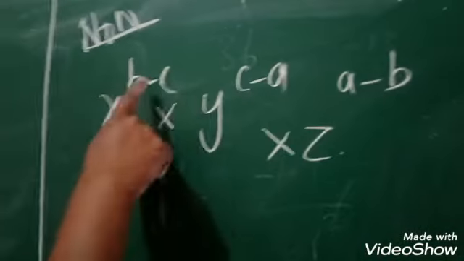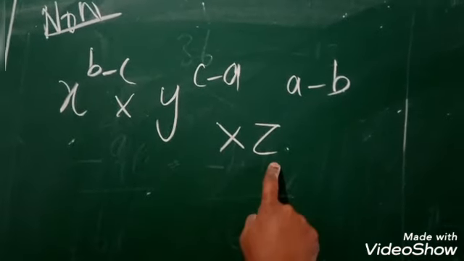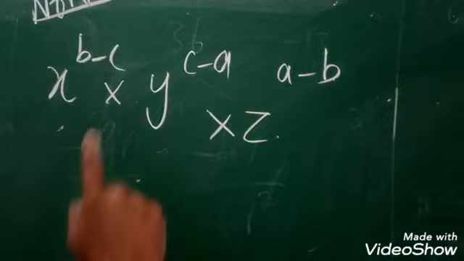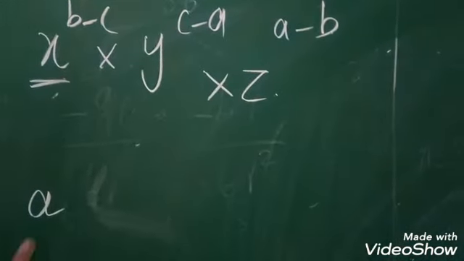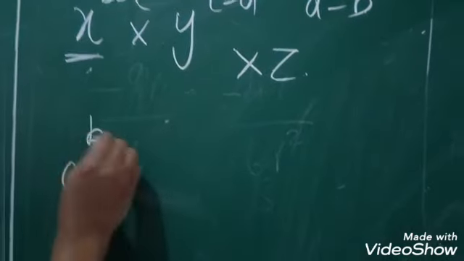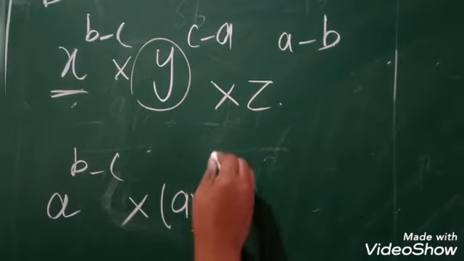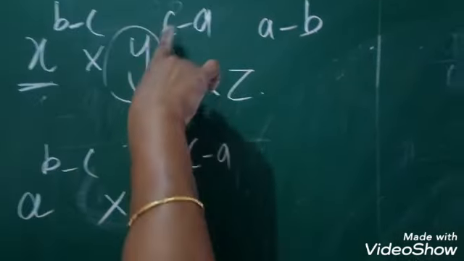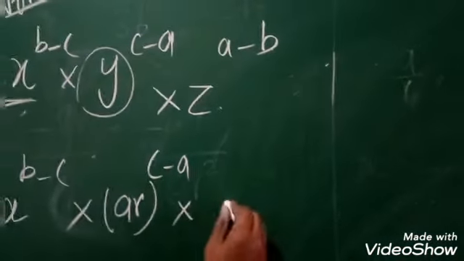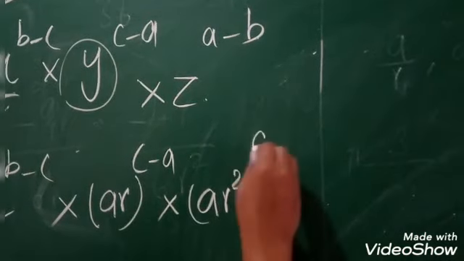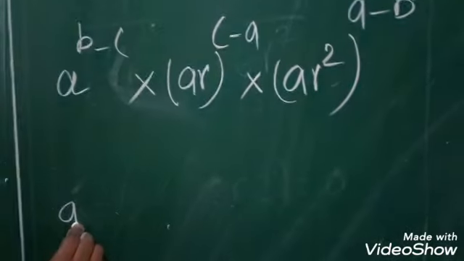X is equal to B minus C. Here Y is equal to C minus A. Here Z is equal to A minus B. You want to find 1. How do you find it, girls? Here remove the X and put A, because the consecutive first term is A, power B minus C. The next Y, remove Y and put the second consecutive term, AR, power C minus A. Okay, the power is whatever it is, you have to put the same, and Z also we are taking as AR squared, so instead of Z you have to put AR squared. Now you have to simplify, girls.